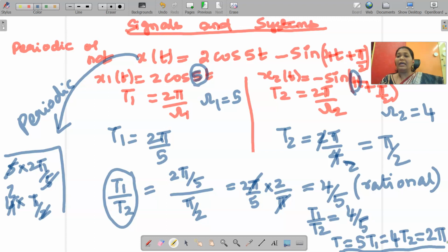When will it be an irrational number? Whenever you get a pi value in the ratio, for example 4 pi by 5 or 2 pi or 3 pi, 5 pi by 2, like that. If you get a pi value in the ratio T1 by T2, then that value is an irrational number and that particular signal is said to be an aperiodic signal.